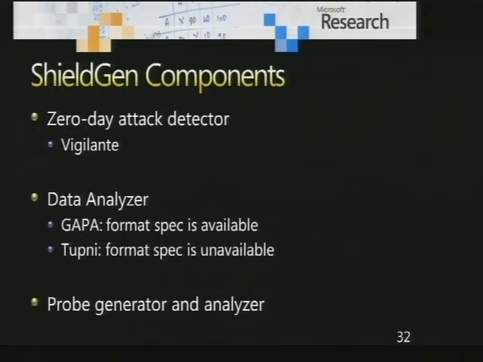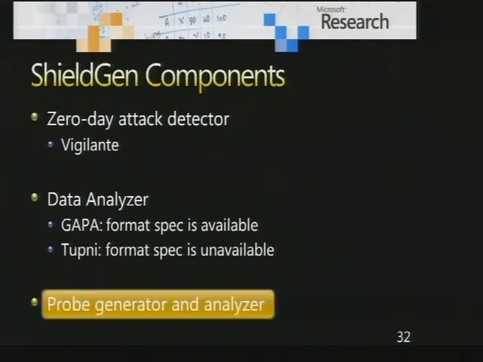For the zero-day attack detector in ShieldGen, we use Vigilante, and for the data analyzer, if the format spec is available, we just use GAPA. If the format spec is unavailable, we can use Tupni to reverse engineer the format of the attack instance. Next, I will focus on this probe generator and analyzer.